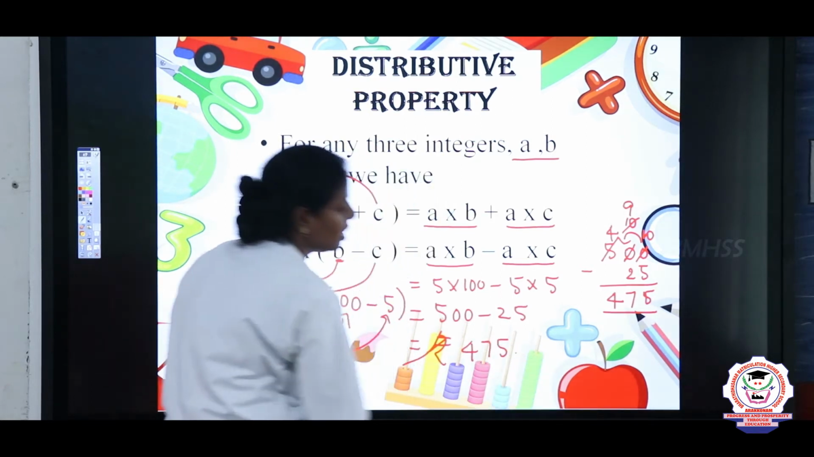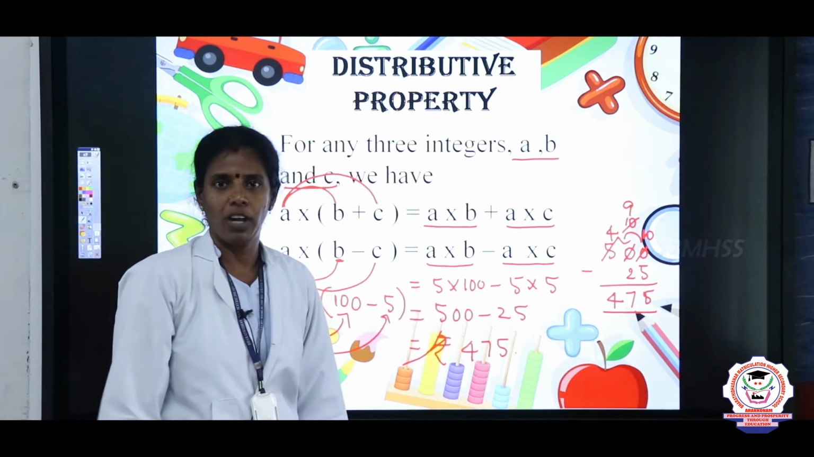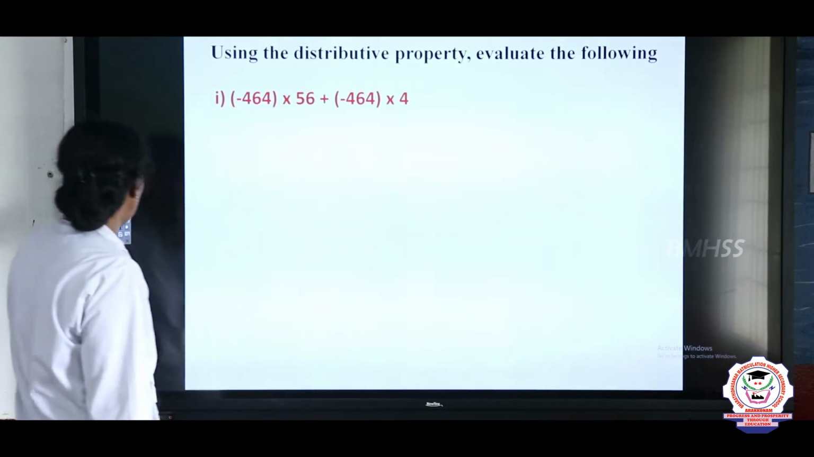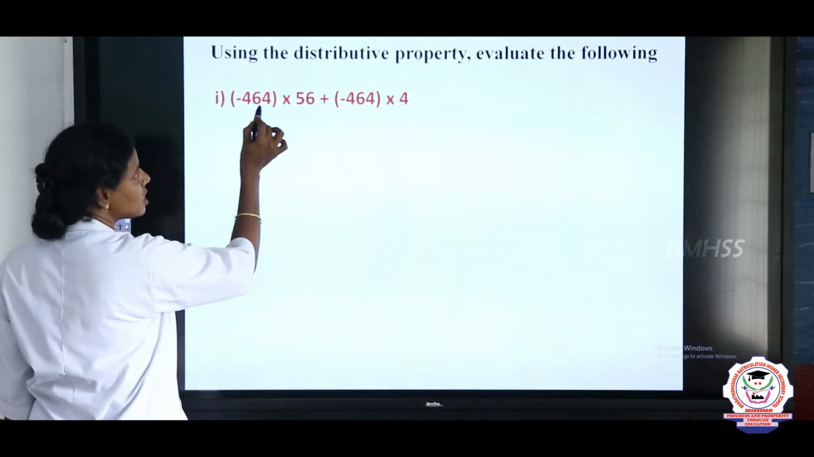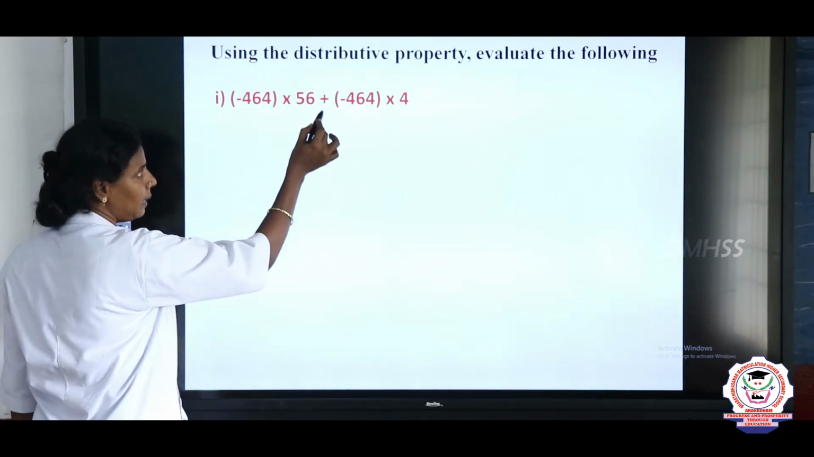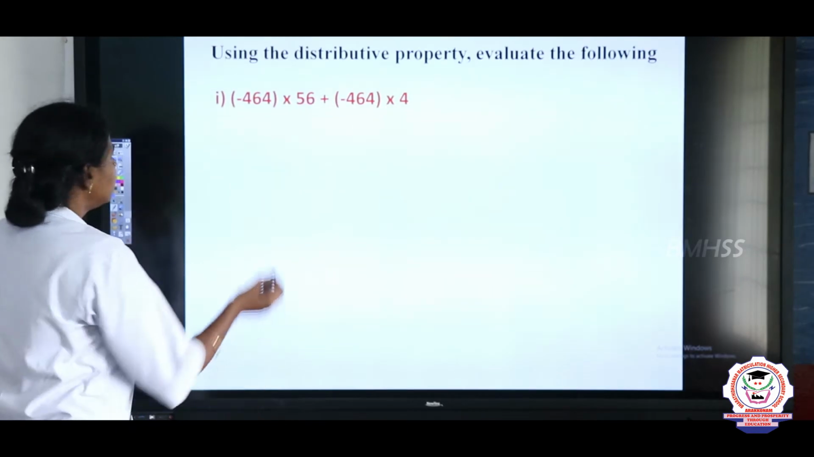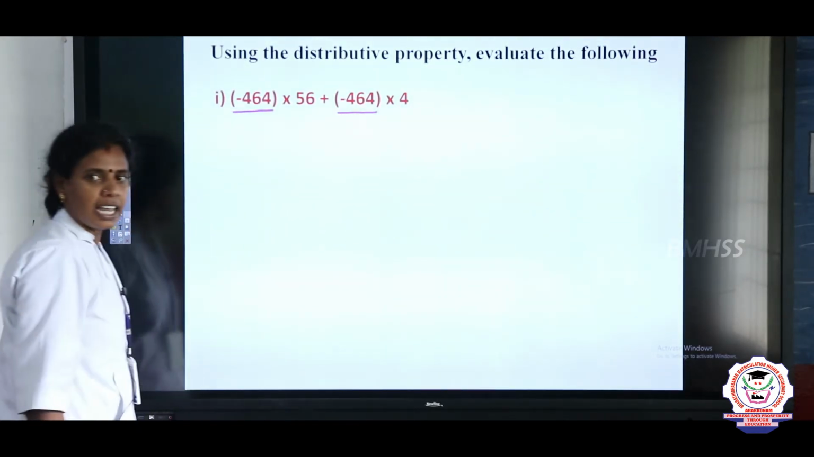475 rupees. So, likewise we can use the distributive property in our day-to-day life. Using the distributive property, evaluate the following. The question given here is minus 464 into 56 plus 464 into 4. Minus 464 and minus 464, both are the same numbers now.